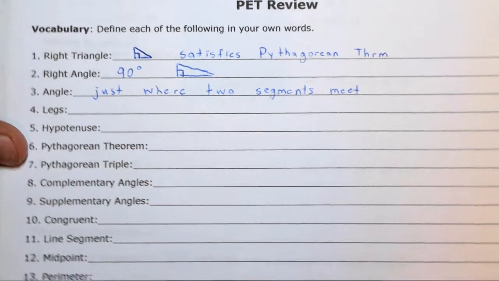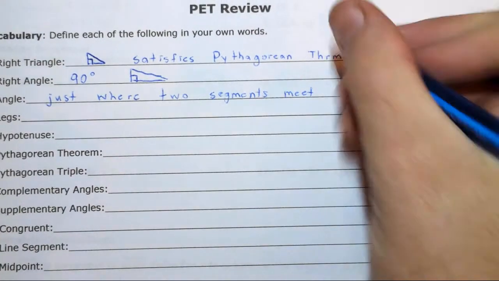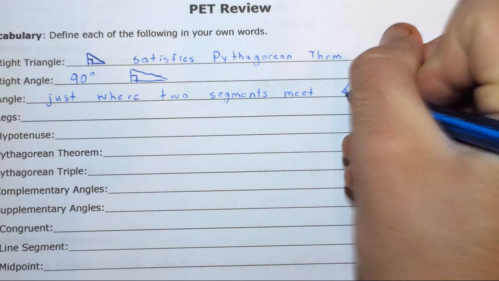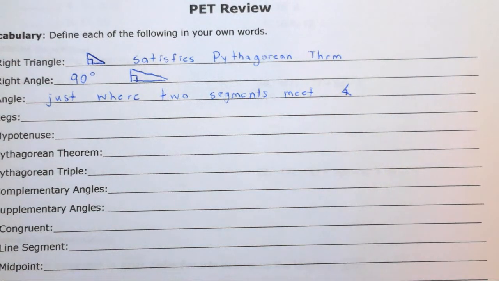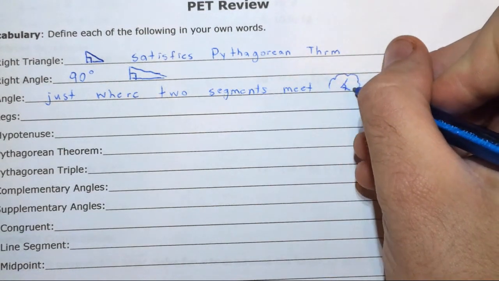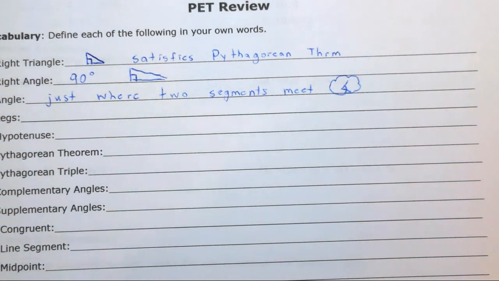What's probably more important for you is this little symbol. The symbol for an angle is that thing. That's the symbol for an angle. I would make sure you know that. Hint, hint. Wink, wink, nudge, nudge.